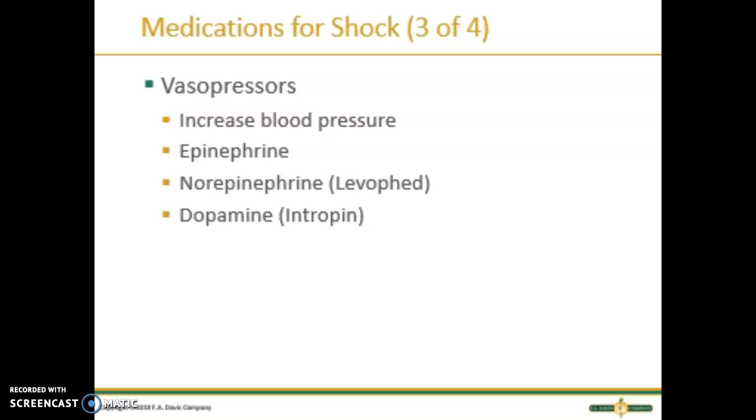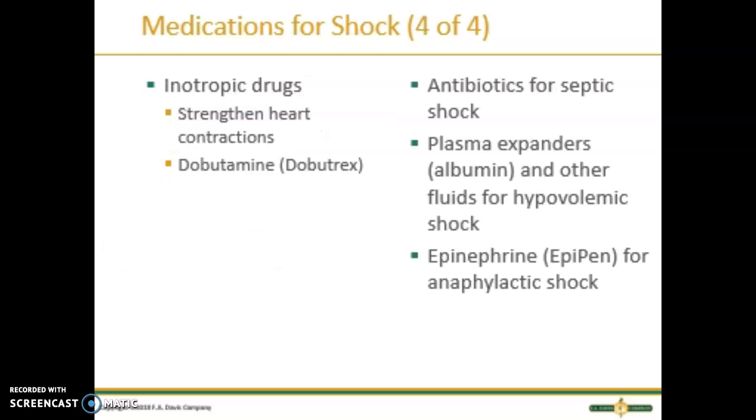Treatment for shock targets the underlying causes as well as supports the cardiovascular system while that cause is treated. So drug therapy to support the cardiovascular functions include the vasopressors to increase blood pressure, and then the inotropic drugs, which we'll look at here. So for vasopressors, epinephrine or norepinephrine or dopamine. The inotropic drugs are used to strengthen the contraction of the heart and increase the cardiac output. Dobutamine is an example of this medication.